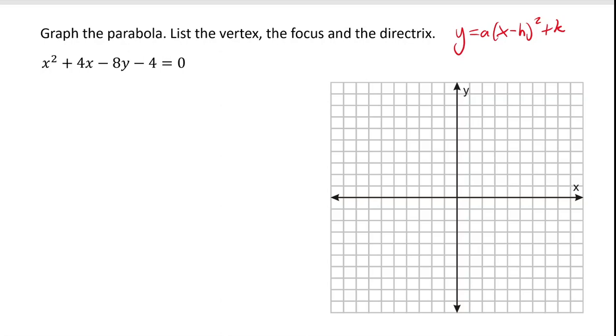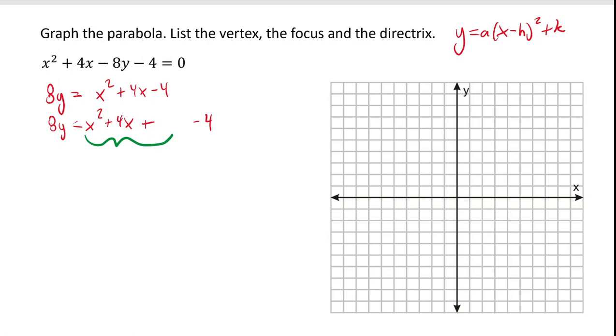So first step would be to get everything that's not the y onto one side. So I have 8y is equal to x squared plus 4x minus 4. And I need to complete the square on the right side of this equation. So I'm going to say 8y is equal to x squared plus 4x plus something, and then have the minus 4. Now, I want to make a perfect square trinomial right here. That's what completing the square is.